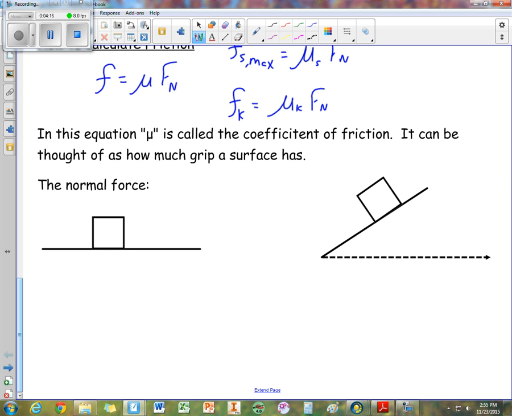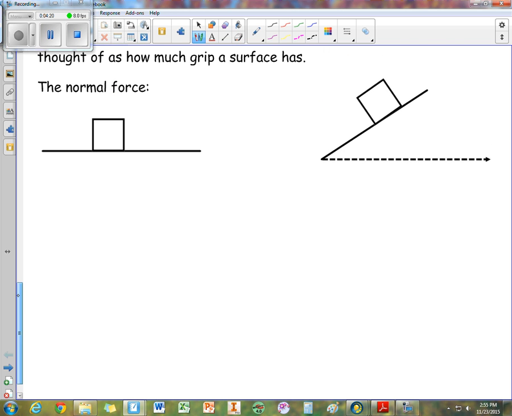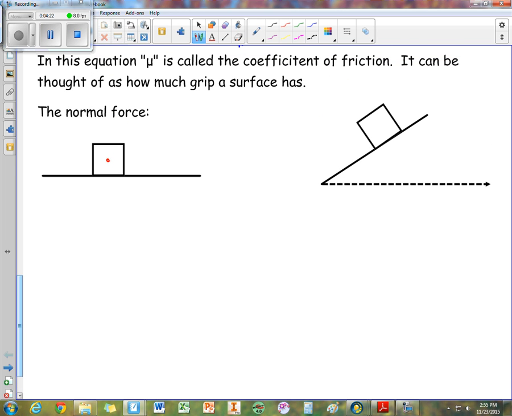Okay, now for the normal force. We really have to be careful with the normal force. When we take a look at an object at rest, we know that there's a gravitational force pulling down. There's also a normal force pushing up. And the normal force is the force of the surface pushing on the object.